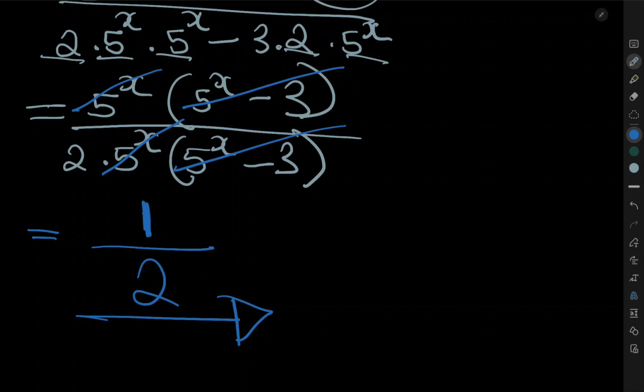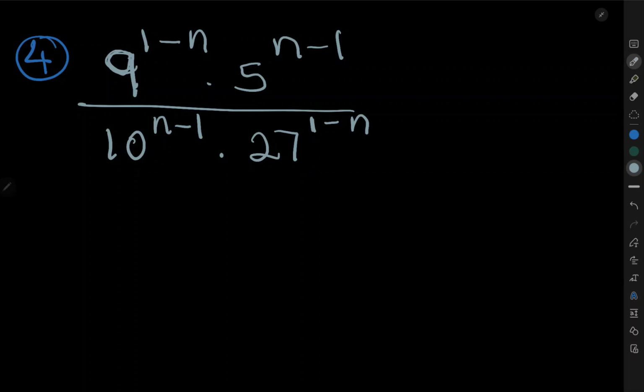So we're going to try to do 1 or 2 more examples, and that will be it for this video. Okay, so let's look at another example. Here we have 9 to the power of 1 minus n multiplied by 5 to the power of n minus 1, all over 10 to the power of n minus 1 multiplied by 27 to the power of 1 minus n. So now, let's look at this. As I said, the first step in solving exponential expressions or equations is always to try to break every value into its prime factors, right?